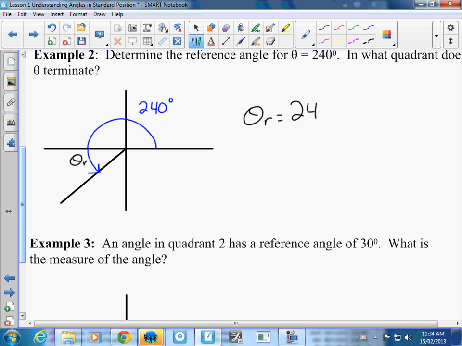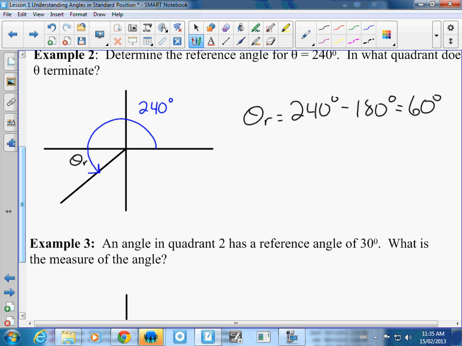240 minus 180, which is 60. Now, you're going to see sometimes it's written a specific way. Sometimes they won't just say theta r. They'll actually put theta and the number of the quadrants. You'll see that sometimes written that way.